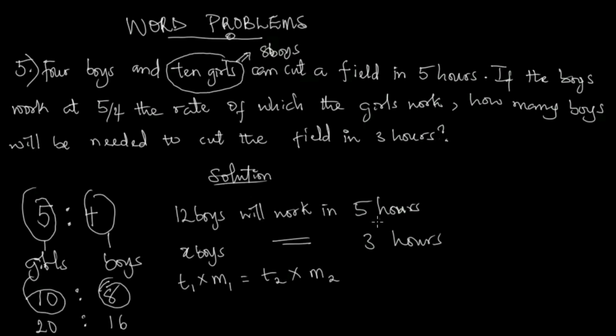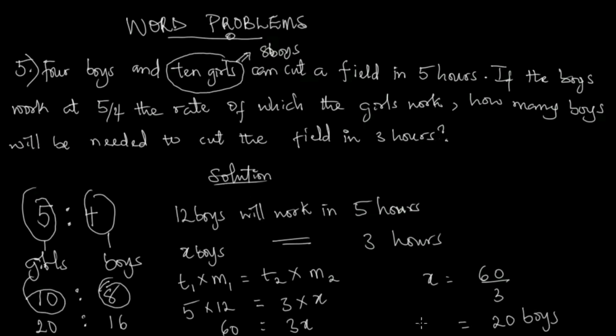Alright, so time 1, in 5 hours, 12 boys will work. So we have 5 times 12. In 3 hours, we're looking for how many boys? X. Okay, so from here we can easily say that 5 times 12 is 60, equals 3x, then divide both sides by 3, x equals 60 over 3, and that is equal to 20 boys. So 20 boys will work in 3 hours.